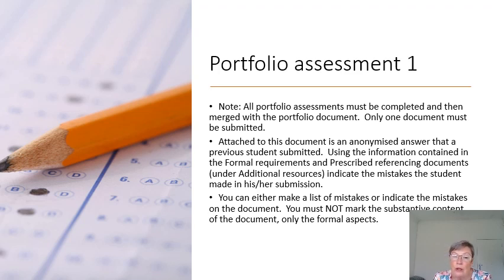Now, you can either make a list of the mistakes or indicate the mistakes on the document. Please, you need not mark the substantive content of the document. I mean, seriously. Only the formal aspects of it need to be marked. Okay, so I have an example here for you.